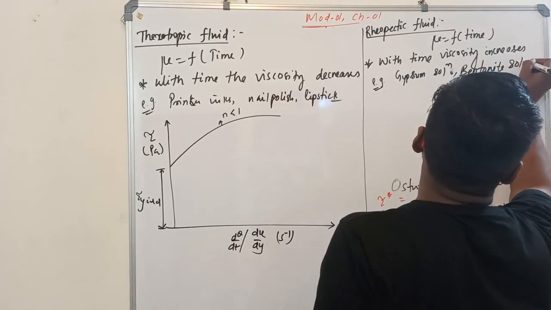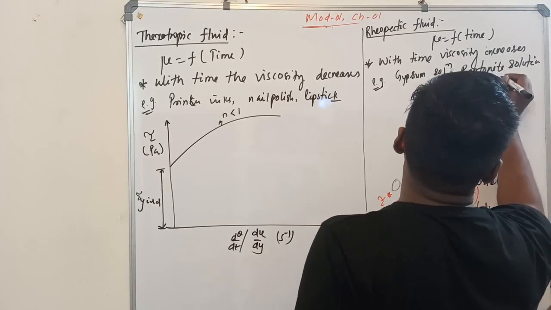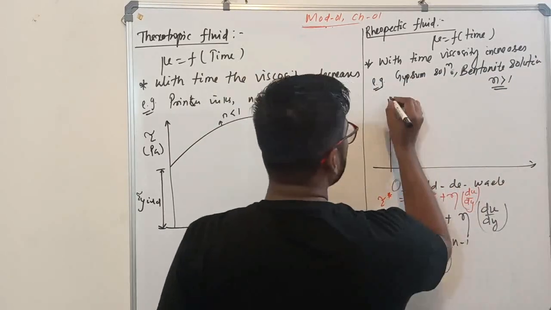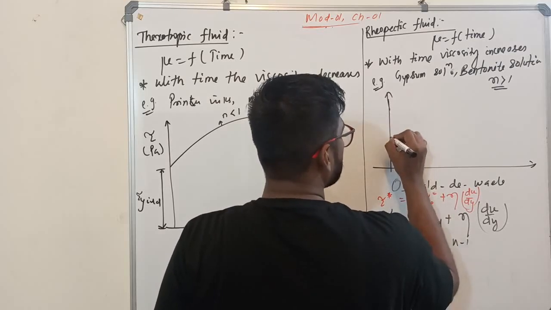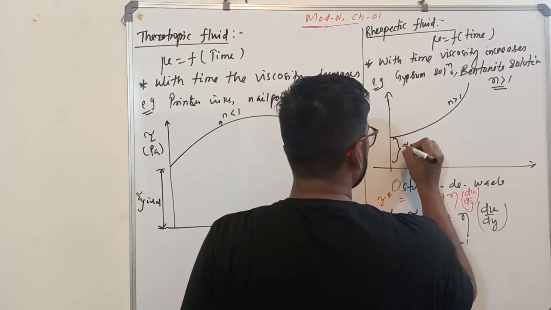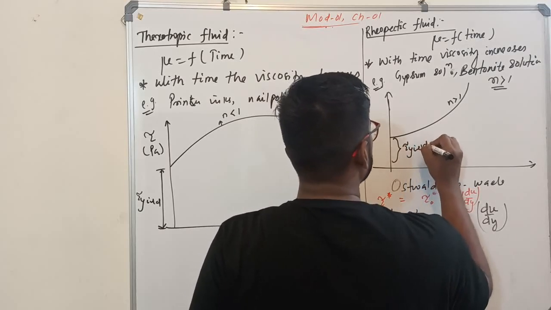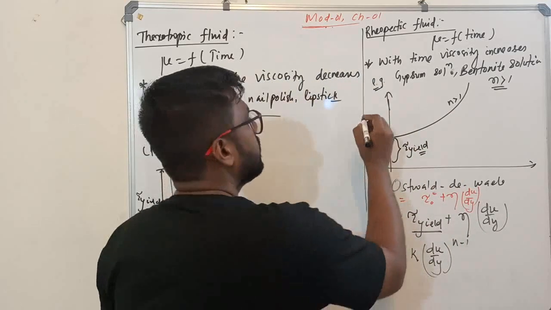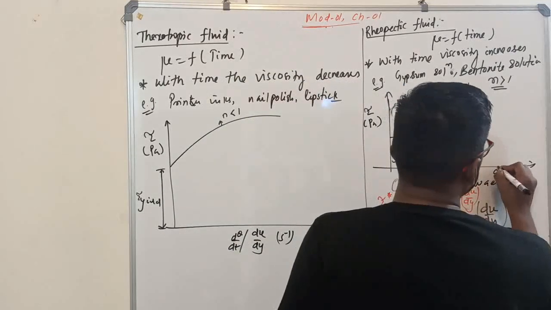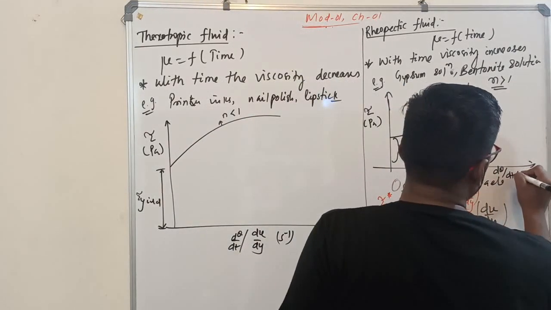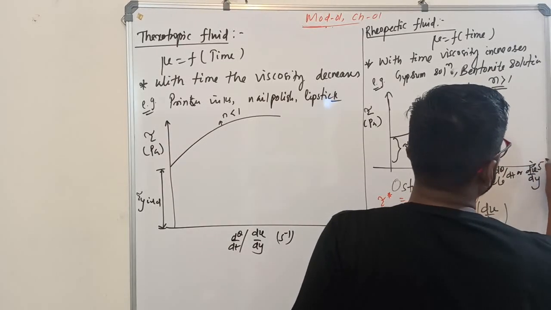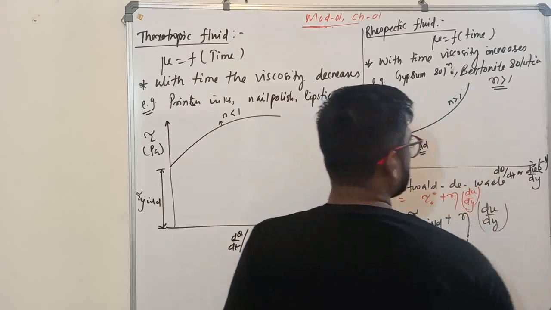So what happens to your n here? n is greater than 1. If you draw the graph, it will be like this. So n greater than 1. Again, this is your tau yield. We are taking tau in Pascal along the y-axis and d theta by dt or du by dy along the x-axis. What is its unit? Unit is second inverse.